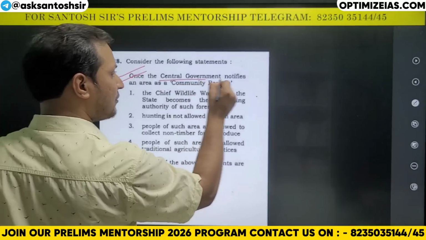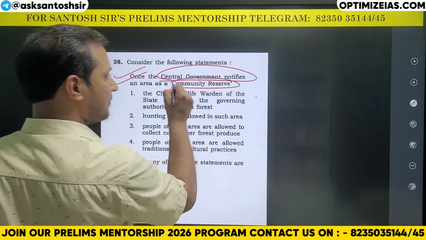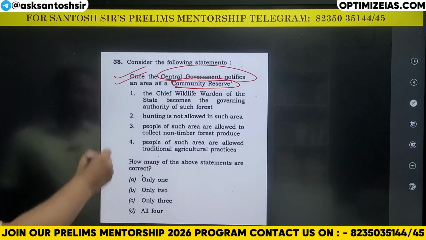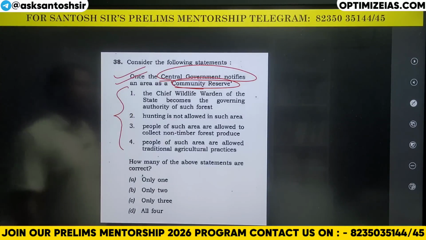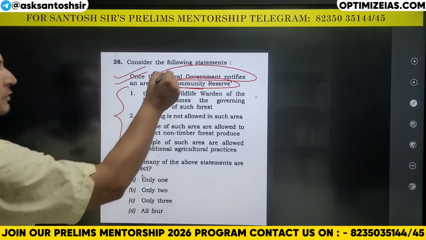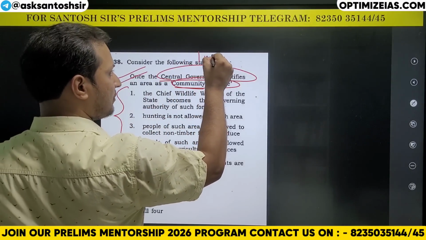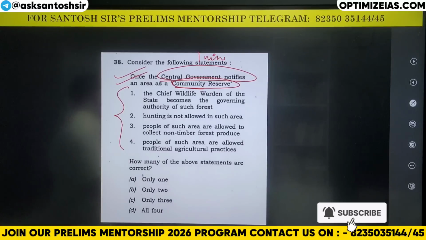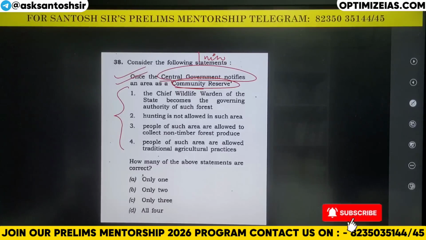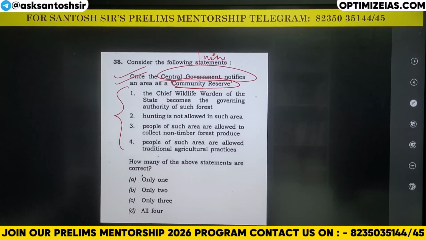Once central government notifies community reserve, then they have given 4 statements. Again apply the same technique. I'm giving you 1 minute. Carefully look at the questions and apply the same technique which I have just taught you. You can see the question. There is no disturbance. Read the question carefully, like you are solving in the examination hall. Apply my technique and tell me the answer.